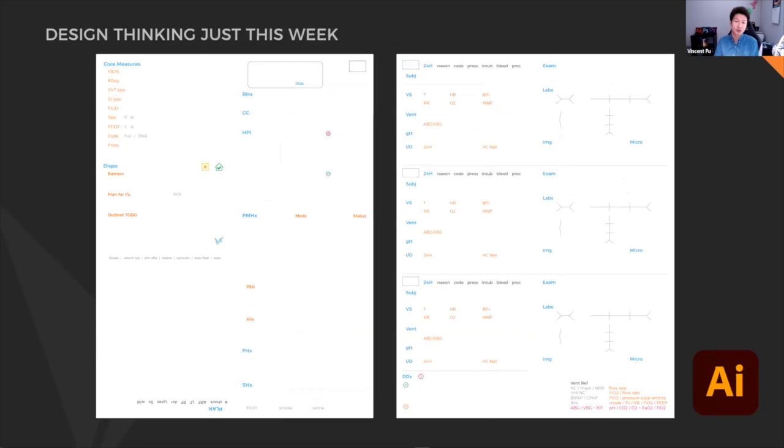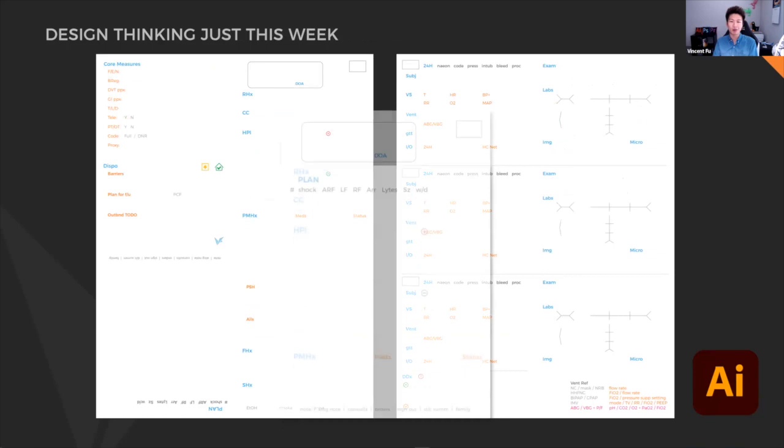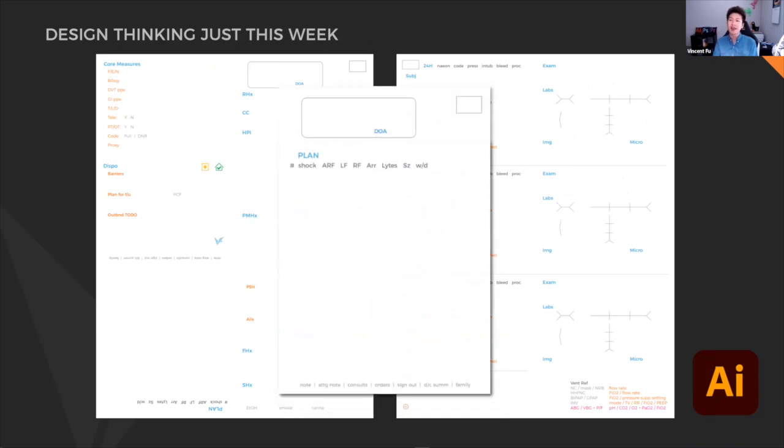That was one for emergency medicine. Here's one for an ICU rotation, my intensive care rotation, that really was customized to what we needed to talk about and what was relevant for us in that rotation. And similarly, that folded up into a nice little sheet that I kept in my pocket to keep track of my patients.